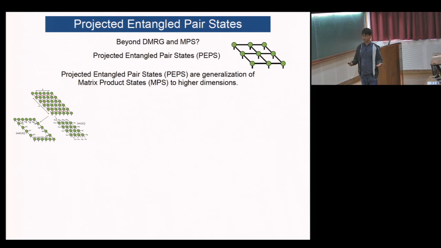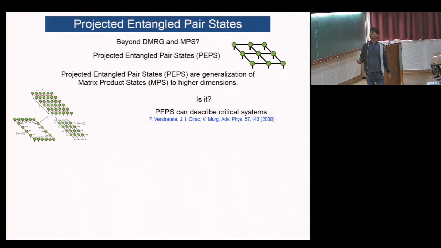But the question is, is it just the extension of matrix product state, or is there more to PEPS than MPS? The answer is yes. PEPS have certain properties that are very different from matrix product states. For example, PEPS can describe critical systems. This is a no-go for matrix product states, because matrix product states are used for describing ground states of gapped systems, states that obey the area law and so on. PEPS can describe critical systems.